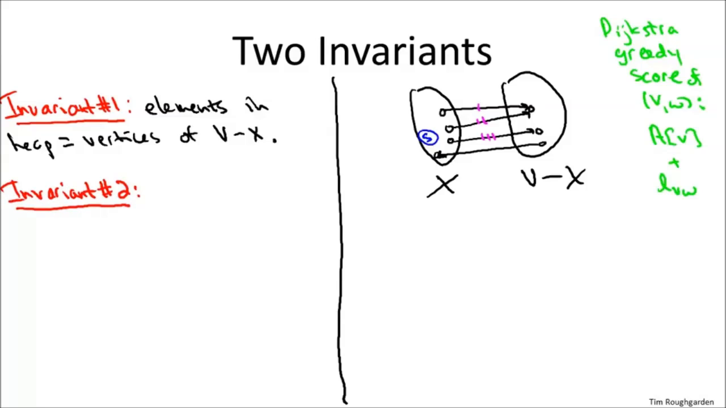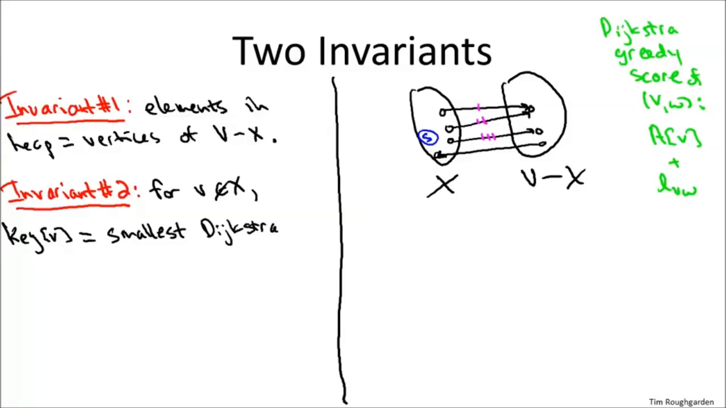So let me specify the second invariant, and then I'll tell you how to think about it. Because we're storing vertices rather than edges in the heap, we're going to have to be fairly clever with the way we define the key of a vertex that's in this heap. So we're going to maintain the property that the key of a vertex V is the smallest greedy Dijkstra score of any edge which has that vertex as its head.